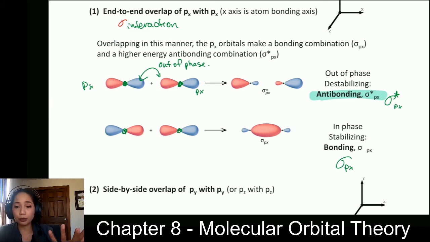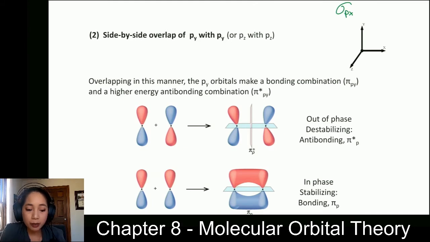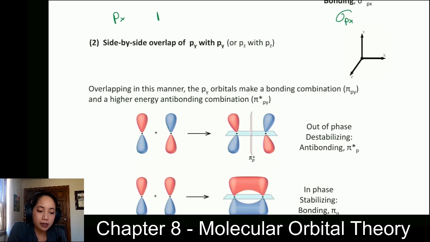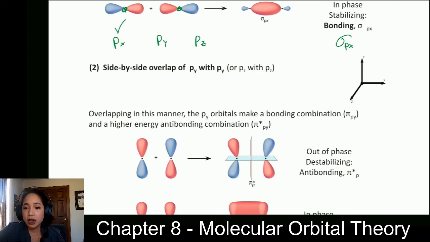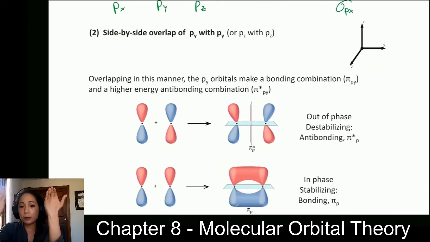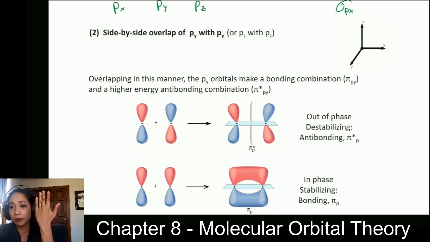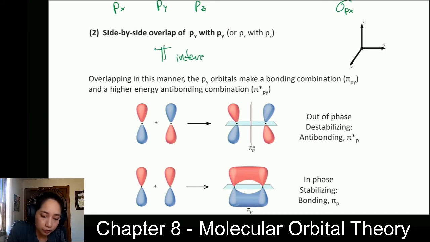But remember, there are 3 different p orbitals. We have this one, we have this one, and then we have this one. So we can have side-by-side overlap. So we took care of px, py, pz. We took care of px. That one is the p orbital within the internuclear axis. Py is perpendicular to the internuclear axis. So this is the side-by-side overlap, both py and pz. So these are both pi interactions. So this is a pi molecular orbital.